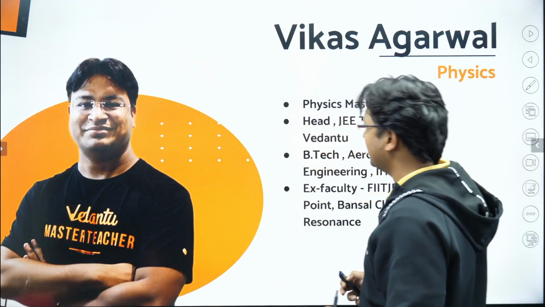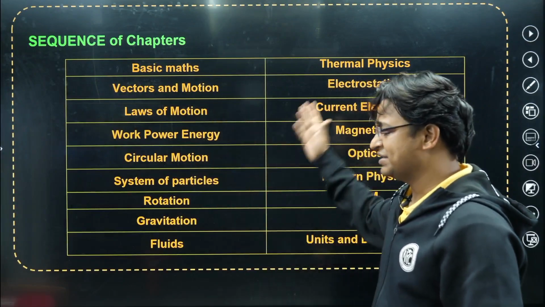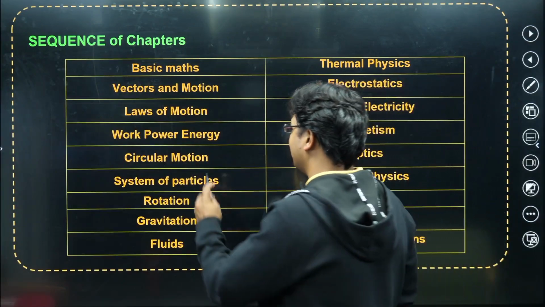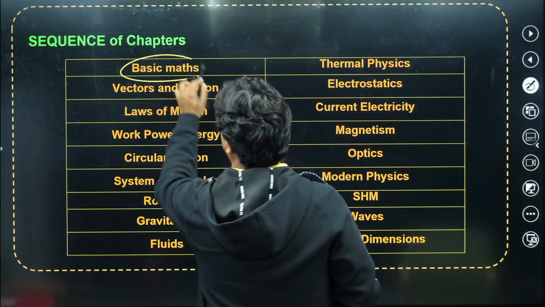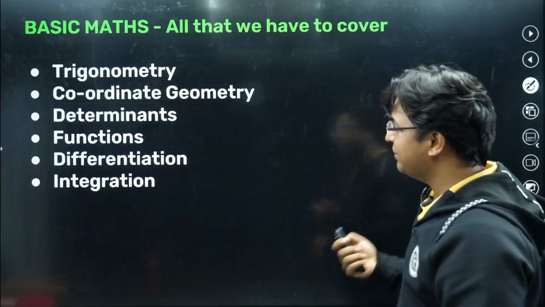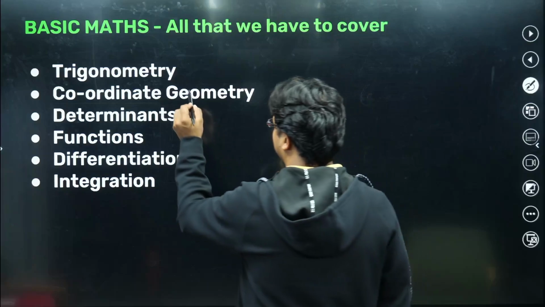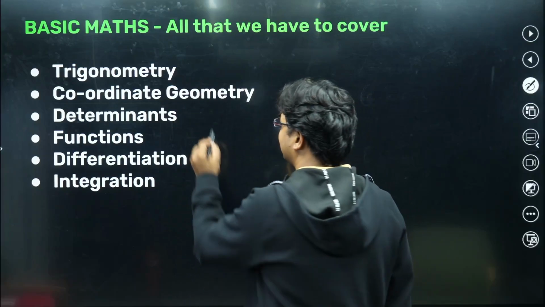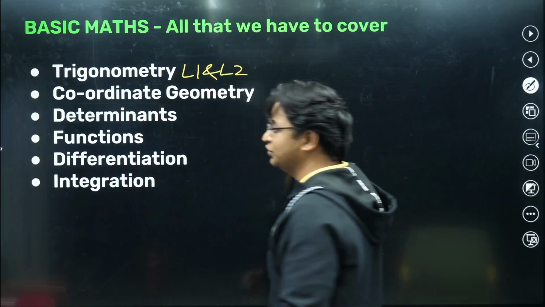I'll quickly show you what we are going to cover in this series and currently what is going on. These are the chapters that we are going to cover in the same sequence listed here, and currently we are doing basic mathematics, or you can say mathematical tools. Within mathematics also, these are the areas that we need to cover, and this is the third lecture of the series. In the previous two lectures we have covered the trigonometry part that we are going to need.